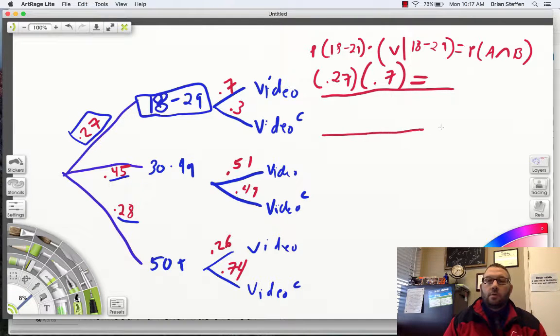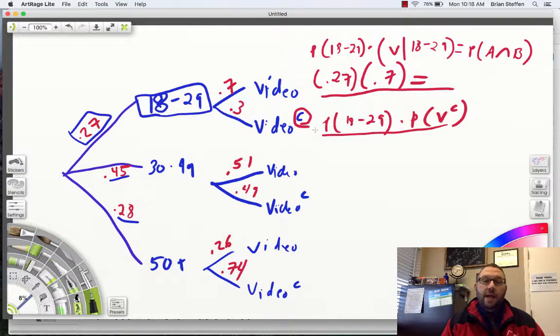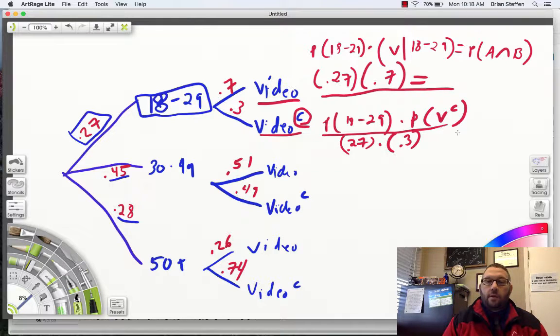So here we are given the probability that they are 18 to 29 times the probability of V complement. Remember, that's what the C up here stands for. Complement means not video watchers. So they either are a video watcher or they're not a video watcher. And to find that, I would take 0.27 times 0.3. Now, careful here. This line right here looks like a fraction bar. It's not. That was just where I was putting my answer to my question.